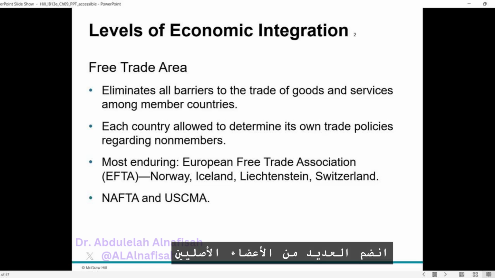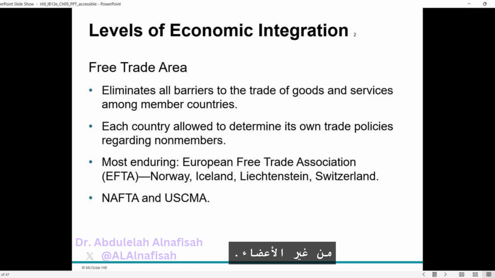Many original EFTA members, including Austria, Finland, and Sweden, joined the EU by 1996. EFTA focuses on free trade in industrial goods, excluding agriculture, and allows members to independently set protections for non-member imports.